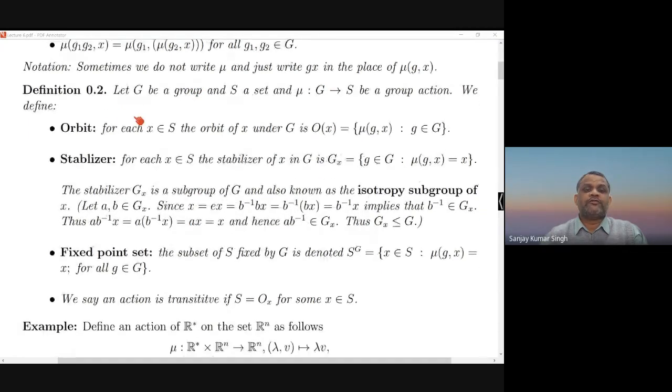So now some more definitions. Let G be a group and S be a set, and mu is a group action.